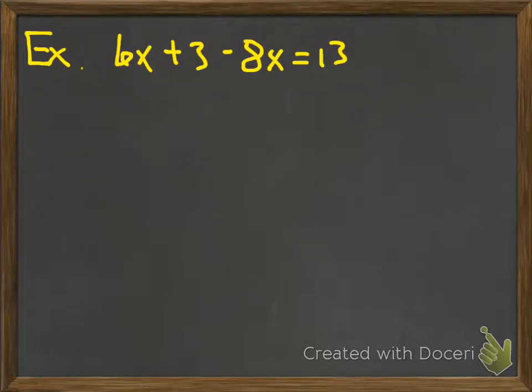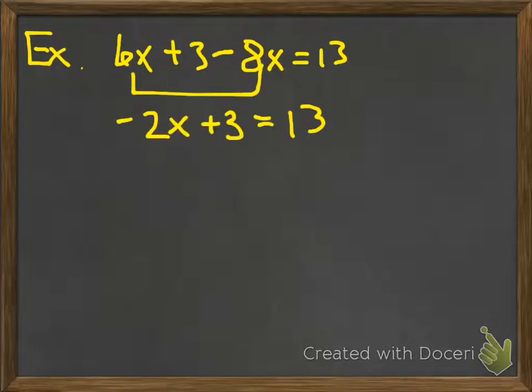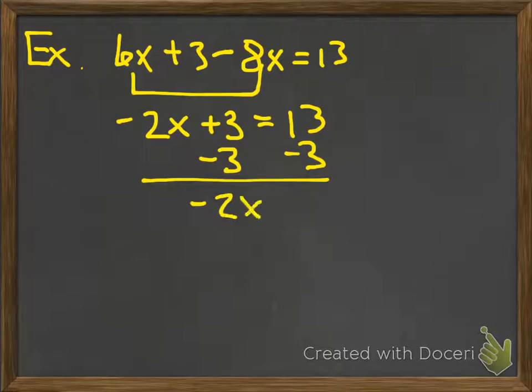6x plus 3 minus 8x equals 13. Now, as you can see, there are 2 x's here. So we need to get it down to 1 x, or one coefficient of x. So let's combine the x's together, and we are going to say 6x minus 8x is going to be negative 2x plus 3 equals 13. And then from there it's very simple. We can add or subtract, in this case subtract, and then divide.